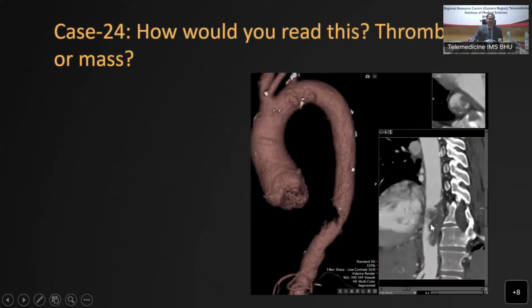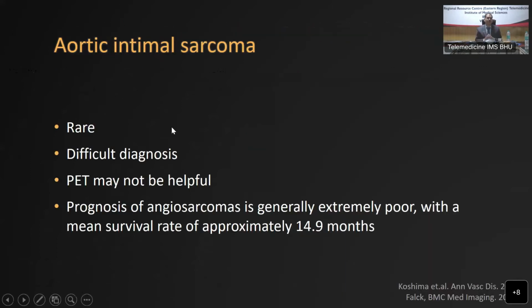You can see that this lesion is very, very polypoid as opposed to very bulky looking thrombus that we are seeing more commonly. So this is a case of aortic intimal sarcoma. Aortic intimal sarcoma is very rare. It is difficult to diagnose because thrombus may look exactly the same. And PET may not be helpful because unfortunately some of the aortic intimal sarcomas are cold on PET, so they are not FDG avid.